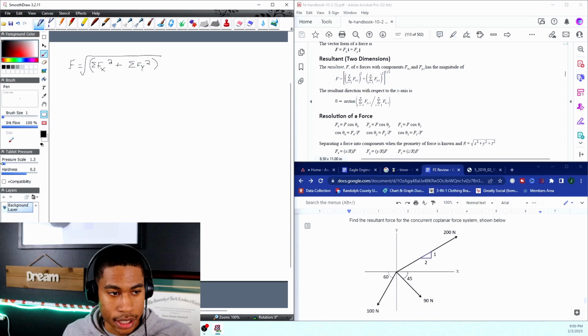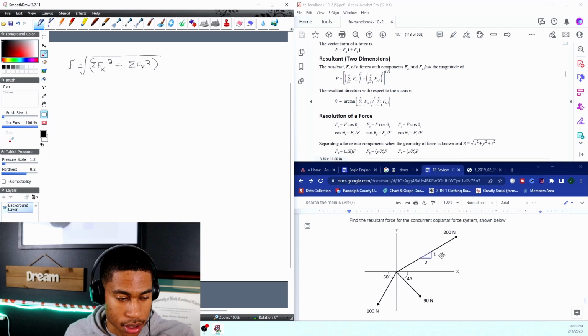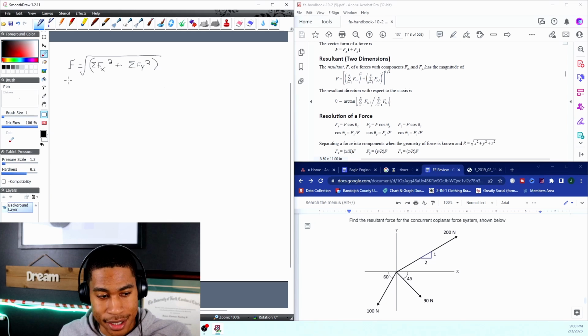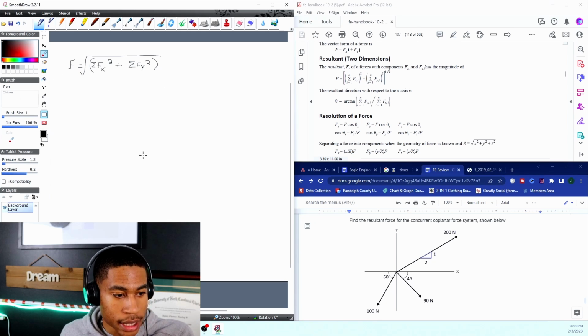So they drew out these complicated-looking forces. It looks like 200 newtons in this direction, 90 newtons in a different direction, and 100 newtons in a totally opposite direction. So given all these forces, what's the resultant? Basically, you just want to break this problem up into smaller bite-sized pieces. So let's get the sum of the forces in the x first and foremost.